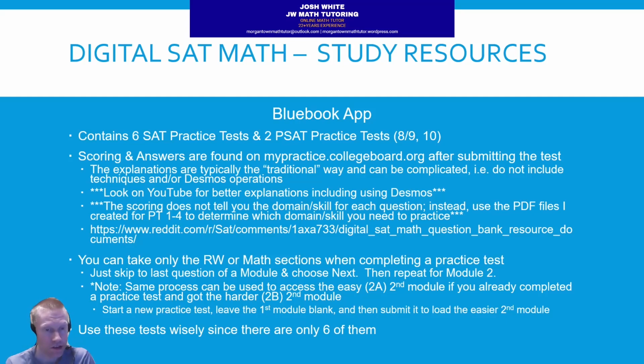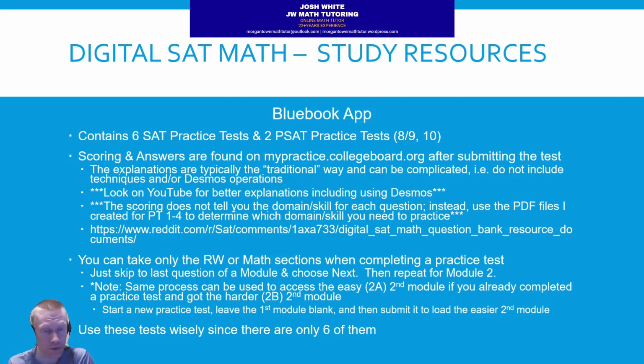Now, you can use the same process too to access the second module that you did not get when you completed the practice test the first time. So what I mean by that is, let's say you're taking a practice test and you go through and you get the easy one of the 2 second modules. The way you can basically tell this is by the score. You know what I mean? Like you're looking at your overall score. If your overall score is less than 600, most likely you got the easier of the 2 second modules.